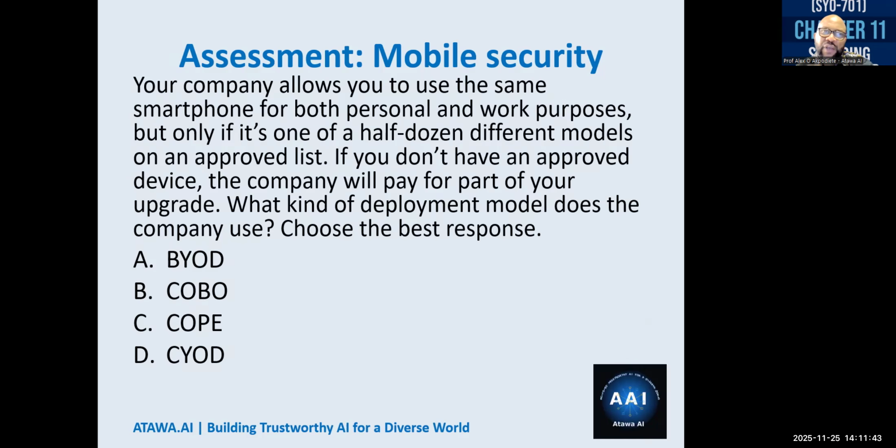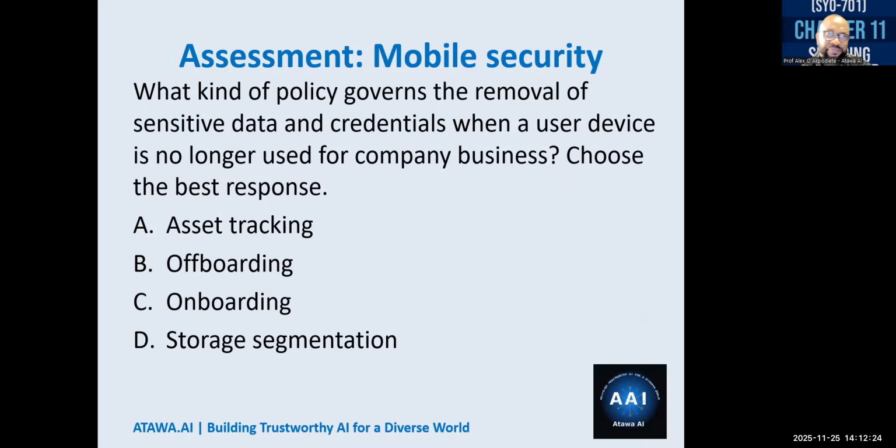All right. Your company allows you to use the same smartphone for both personal and work purposes. So you automatically know that it's not COBO probably, right? But only if it's one of a half dozen different models on an approved list. So it's not BYOD. If you don't have an approved device, the company will pay for part of your upgrade. What kind of deployment model does this company use? Choose the best response. So we already got rid of BYOD, right? We already got rid of COBO. So we're now left with C and D, and D is the correct answer.